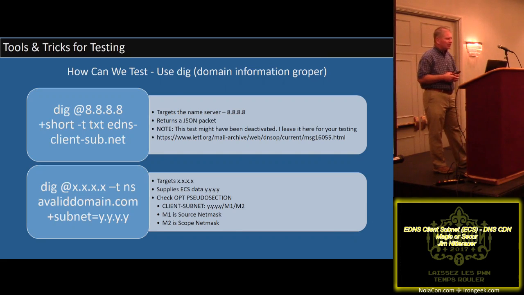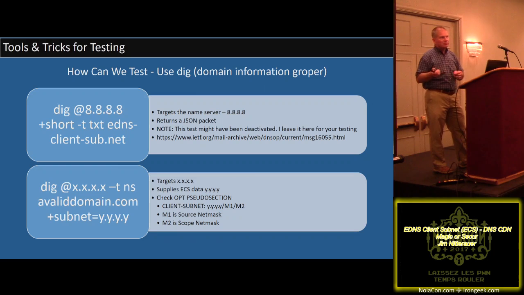The second use of dig here, where you use this +subnet option, will actually work. Basically, you target dig at whatever name server you want to target, and then you just add the +subnet option on there. You'll see the data come back in the OPT pseudosection, but you'll also see different IP addresses come back depending on the IP address that you put in for the client subnet.